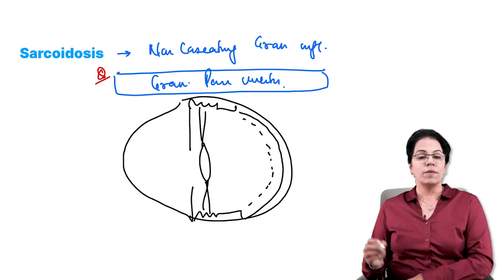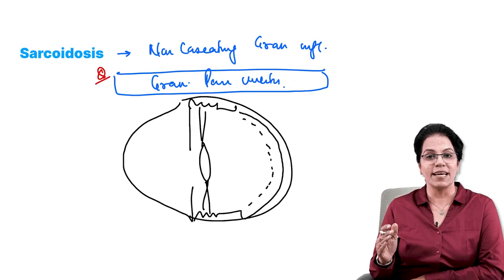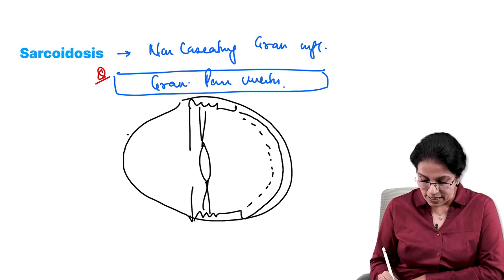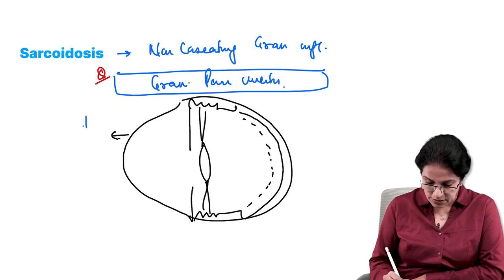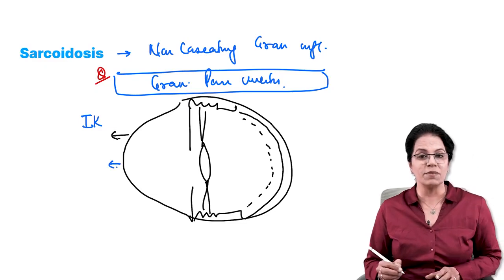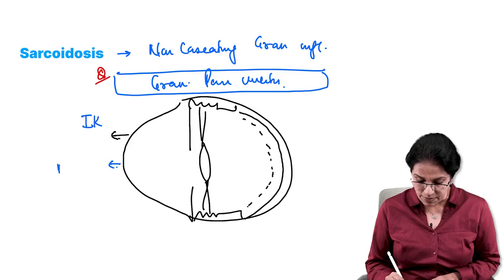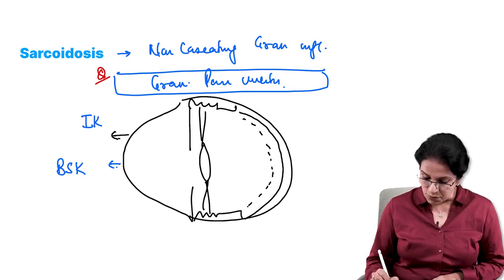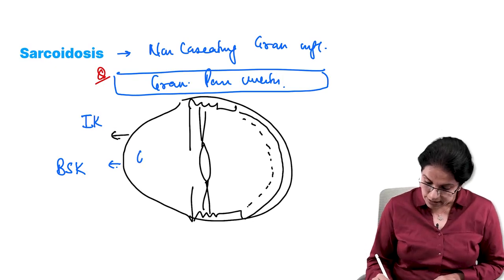Okay. So, one by one, think yourself. We have talked about sarcoidosis when we were learning about interstitial keratitis. So, one feature in the cornea is interstitial keratitis. And secondly, we have learned that because sarcoidosis causes hypercalcemia, you can get band-shaped keratopathy. Easy now? Of course, then behind the cornea, granulomatous pan-uveitis.